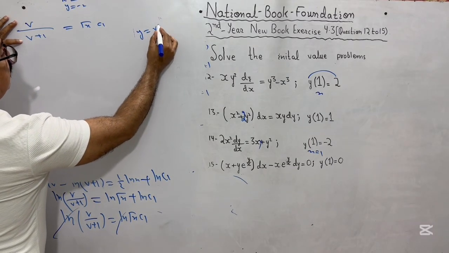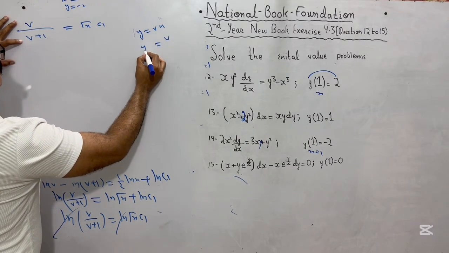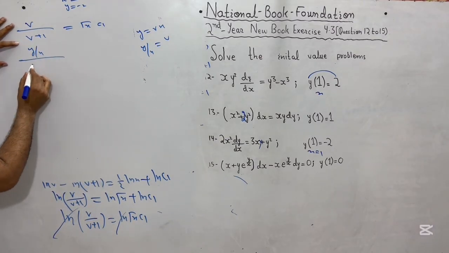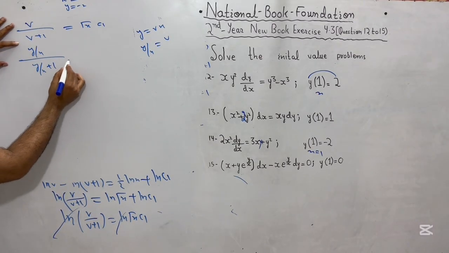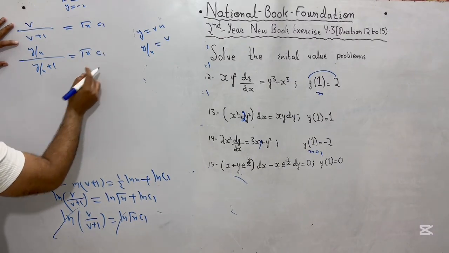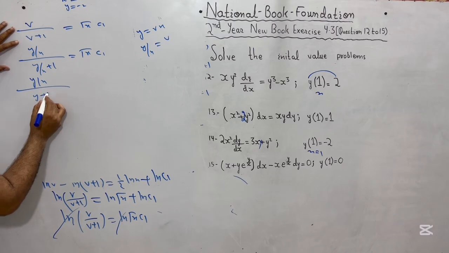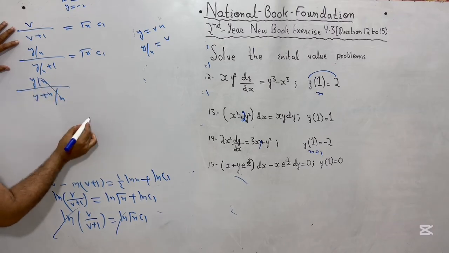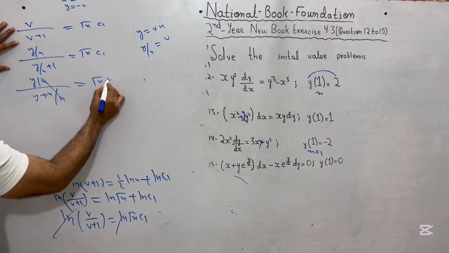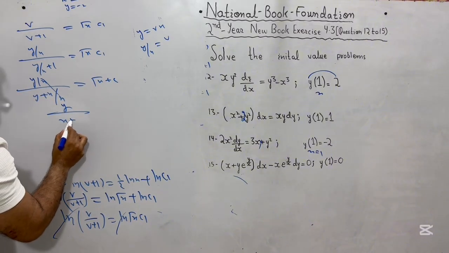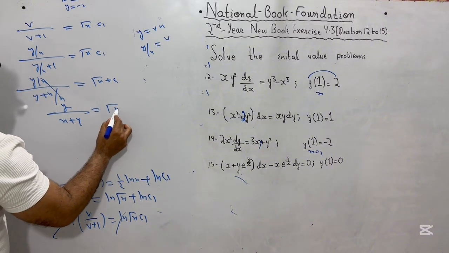We have assumed that y is equal to vx, from v is equal to y over x. Put here. It will become y over x divided by y over x plus 1 is equal to under root x times c1. Just take LCM: y over (y plus x) over x. X cancelled out. We have something like y over x plus y is equal to under root x times c.